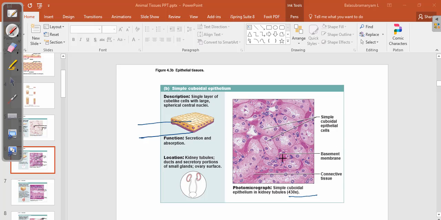Histologically it has the basement membrane here and then the simple cuboidal cells on its surface. And here you can also see the connective tissues. So mostly these ones will attach to the connective tissues of the body.